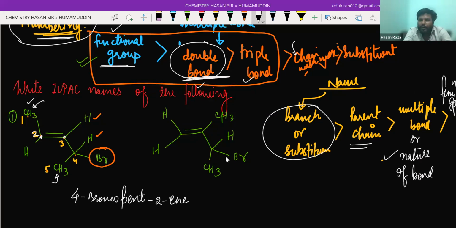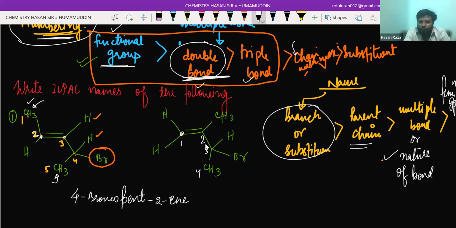For the second one, I'm going to explain. If you are going to write the number 1, 2, 3, you need to take the double bond. You can write this as well, but you have to leave this double bond, because the double bond should be in between. Always remember, whenever you are doing the numbering, if there is no functional group, you will just concentrate on the double bond. First carbon is there, 1, 2, 3, 4.